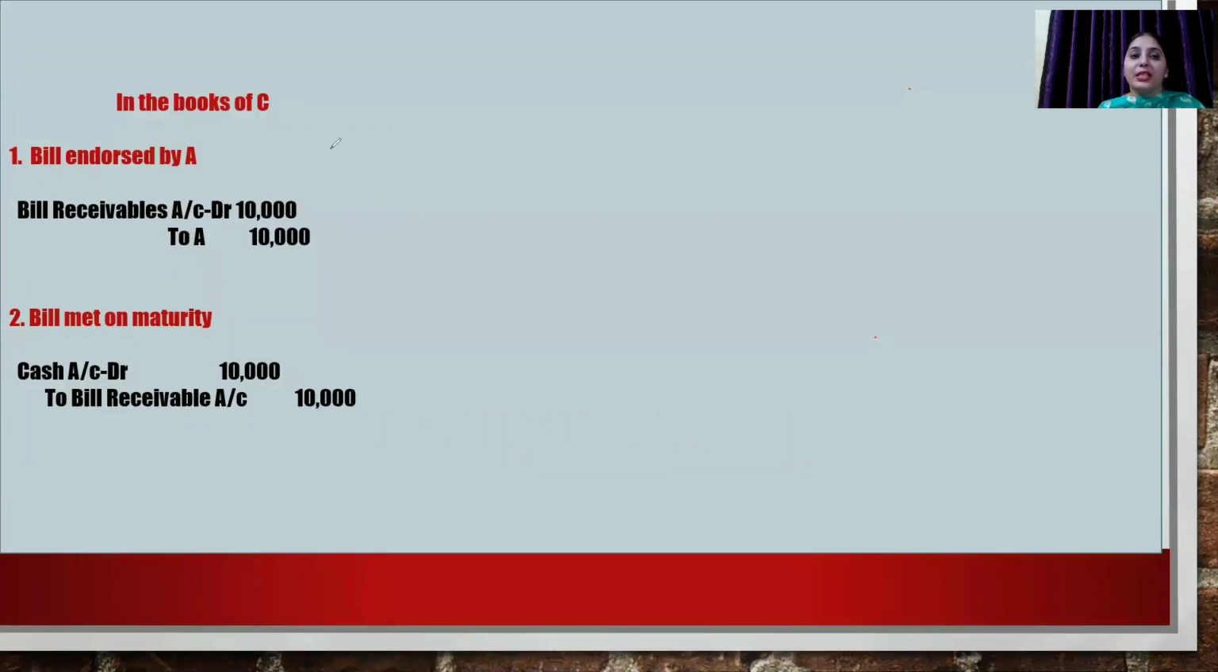So what entry C will pass in his book? He will pass entry first for receiving bill from A, which will be bill receivable account debit to A. And next entry, when he will get payment on due date, it will be cash account debit to bill receivable, because when he will get the payment, he will exchange this bill, and for getting cash he will give this bill to B.